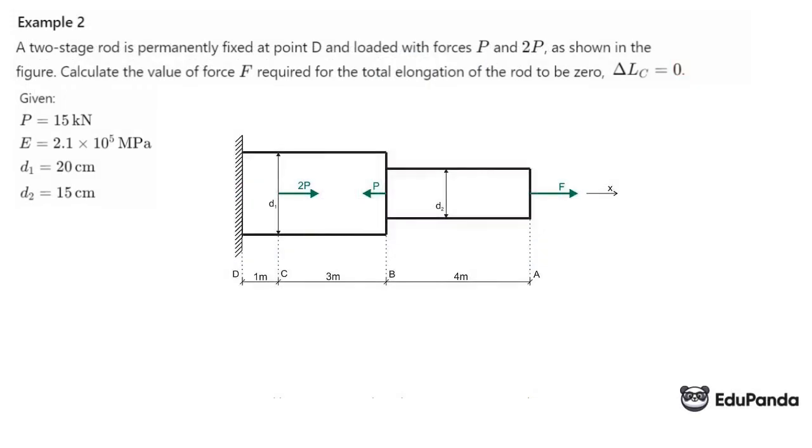A 2-stage rod has been permanently fixed at end D and loaded with forces P and 2P, as shown in the figure. Calculate what the value of force F must be for the total elongation of the rod to be 0. That is, delta LC total is equal to 0, and force P, Young's modulus, and the diameters of these 2 sections are given.